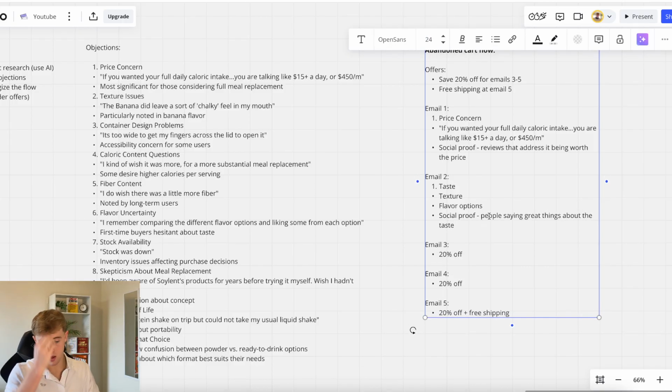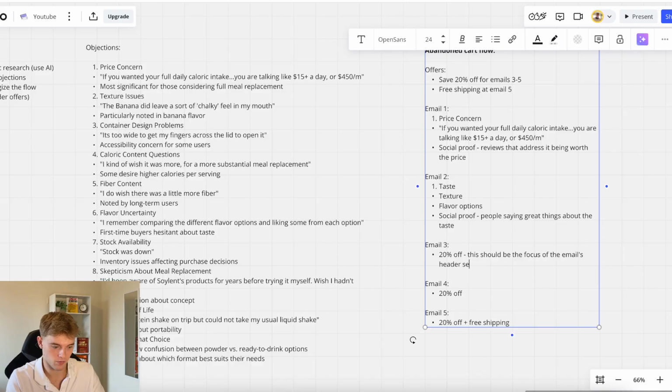All right, so we're going to focus on that in email 2. Now, email 3 is where we're going to give 20% off. Because this is the first email where they're getting the 20% off in this flow, this should be the focus of the email header section. So the header section should strictly be, do you want 20% off this order? Or like, we decided to give you a price cut on this one, whatever it is, take 20% off, available for 72 hours or 48 hours, whatever it is.